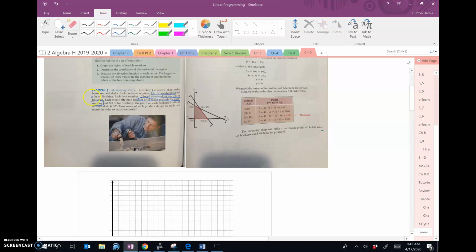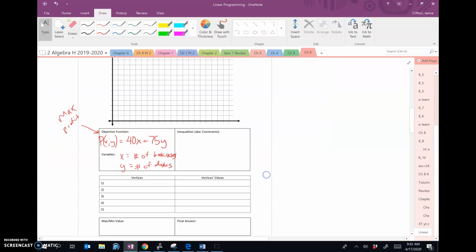5 hours of woodworking, 4 hours of finishing, 10 hours of woodworking. Okay, so it's 5 hours for each bookcase and 10 hours for each desk, and that has to total no more than 600 hours of labor. Here's what that inequality is going to look like. Does that make sense? So this stands for the woodworking. The total number of hours spent on bookcases plus the total number of hours spent on desks is not allowed to exceed 600, because apparently that's all the hours they're allowed to make their employees work.